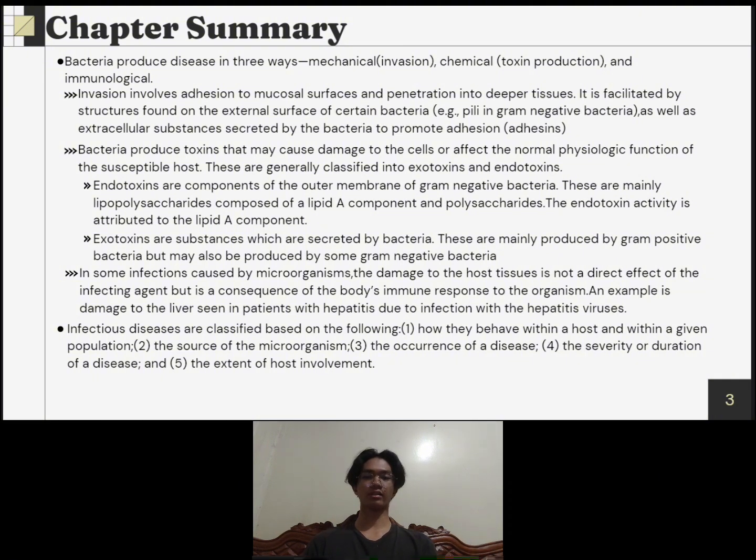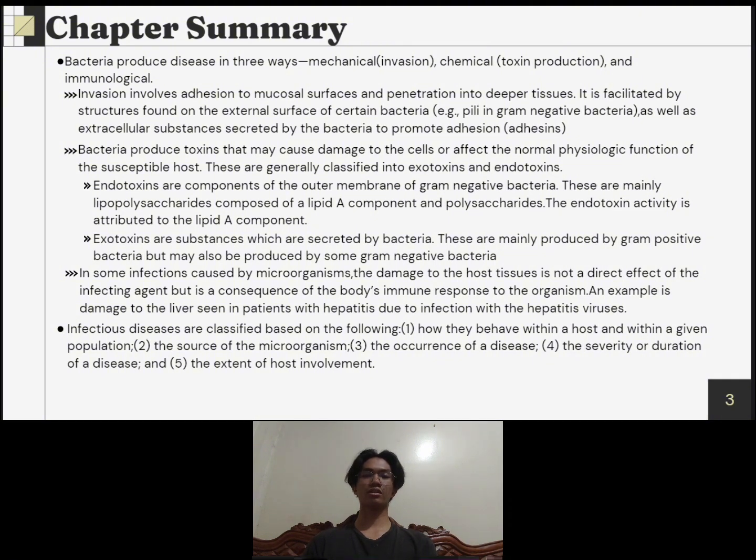Tapos, the second way naman is the chemical. Bacteria produce toxins that may cause damage to the cells or affect the normal physiologic function of the host. These are generally classified into exotoxins, endotoxins. Kung ito naman, yung chemicals, kung ang cell ay building blocks of life sa atin, sa mga humans, sa bacteria naman, ang building blocks nila ay chemicals.